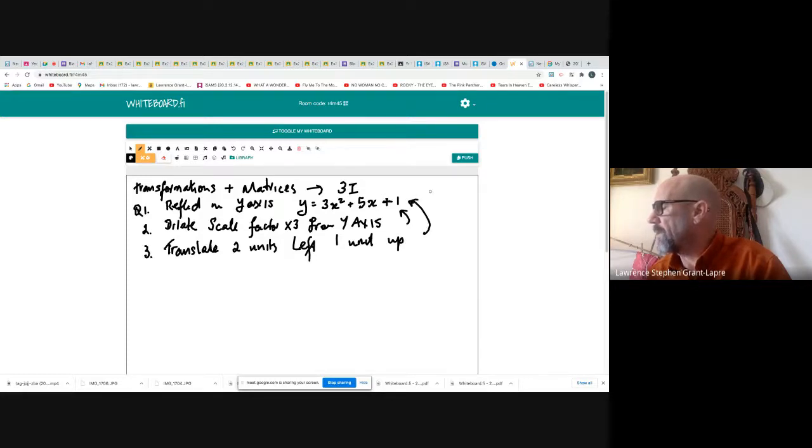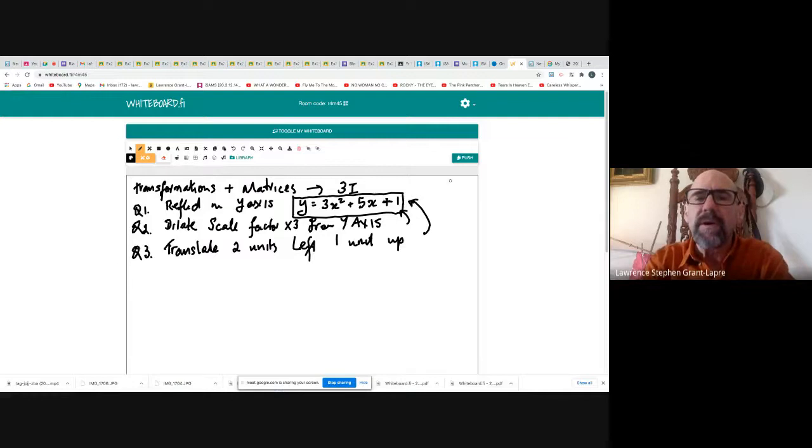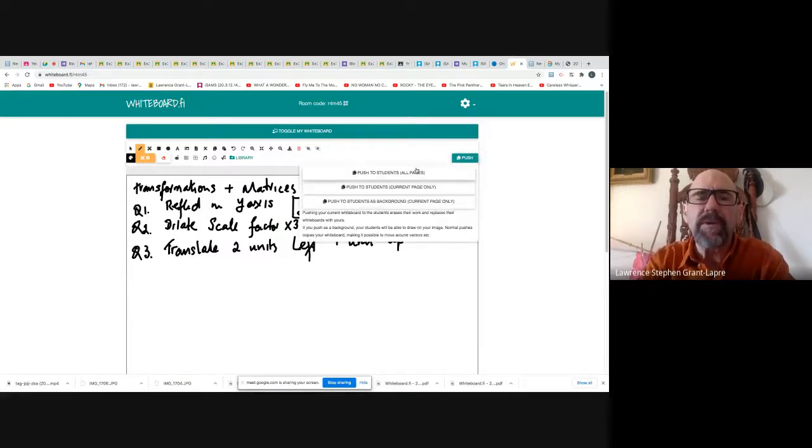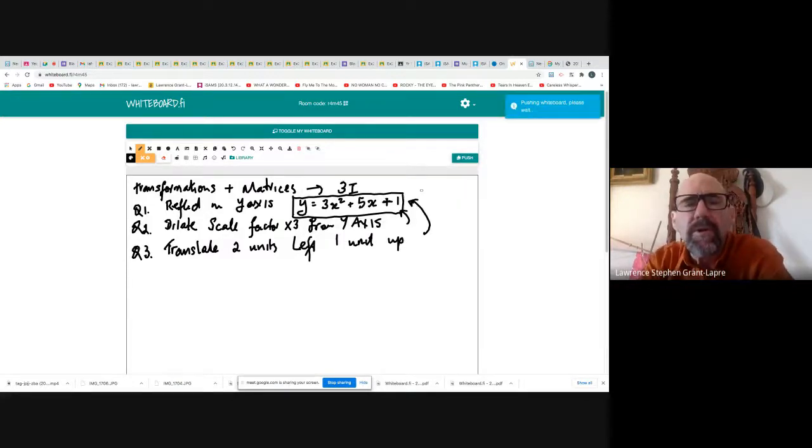Okay, these are individual transformations. Don't do 1, then 2, then 3. Just 3 individual transformations on the one function. So don't worry about first, second, and third. Just do one transformation each time on that function, and I'm curious to see what you do with that.